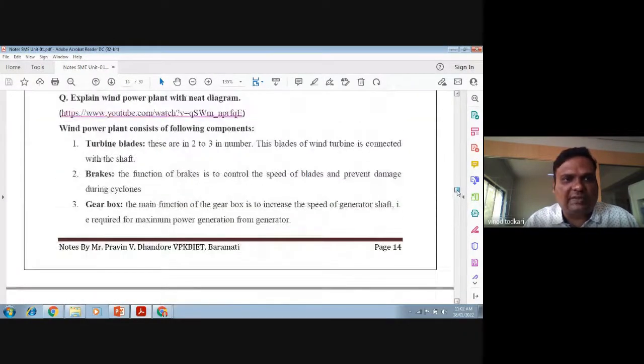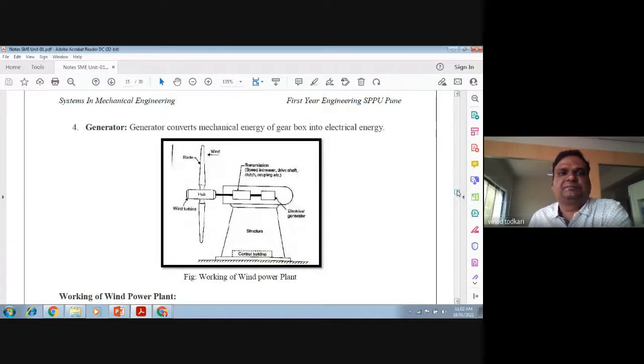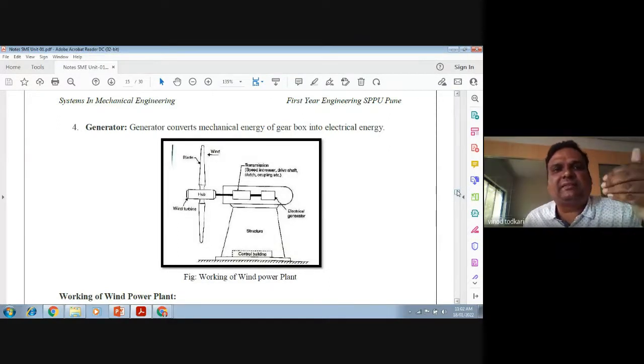what are the components in a wind power plant? Tell me what we do in a wind power plant. Yes. Wind energy converted into mechanical energy. Excellent. Wind energy gets converted into electrical energy. Whenever we say power plant, we generate electricity. So in a wind power plant, we absorb the kinetic energy of wind, right?